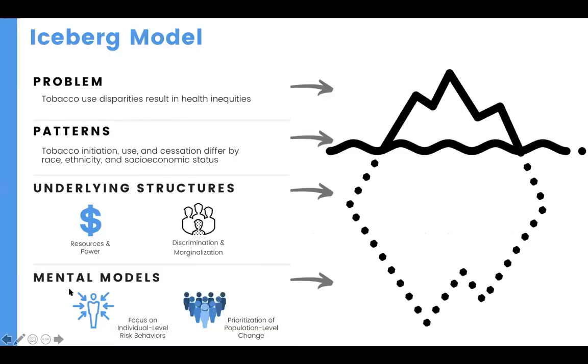Using the iceberg model, we examine smoking inequities while considering underlying structures and mental models. We determined that an imbalance of resources and power, as well as discrimination and marginalization, contribute to these disparities. Additionally, there are two mental models that drive tobacco control, which we'll outline on the next slide.